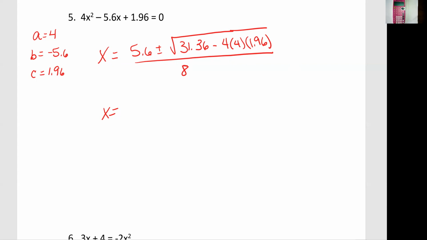When I calculate the discriminant, it is 0. So I have 5.6 divided by 8. And I will simplify that. And that is equal to 7/10.